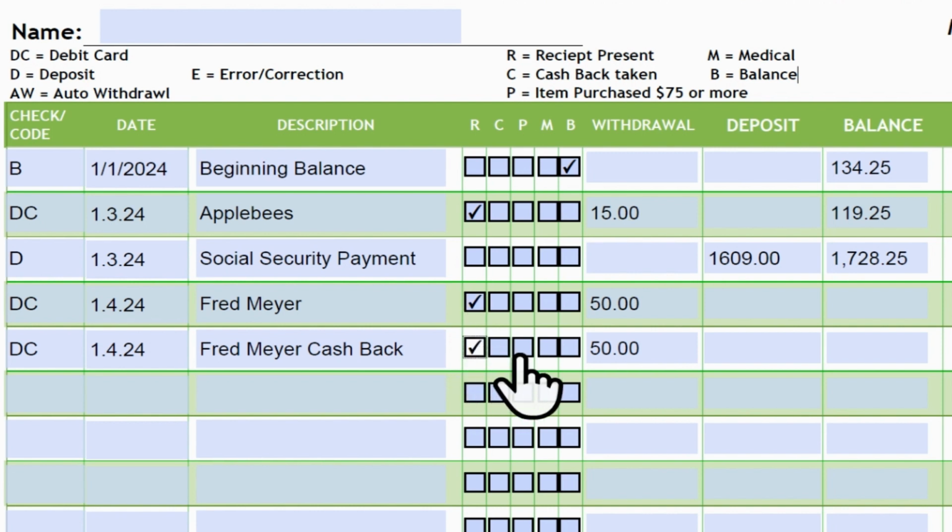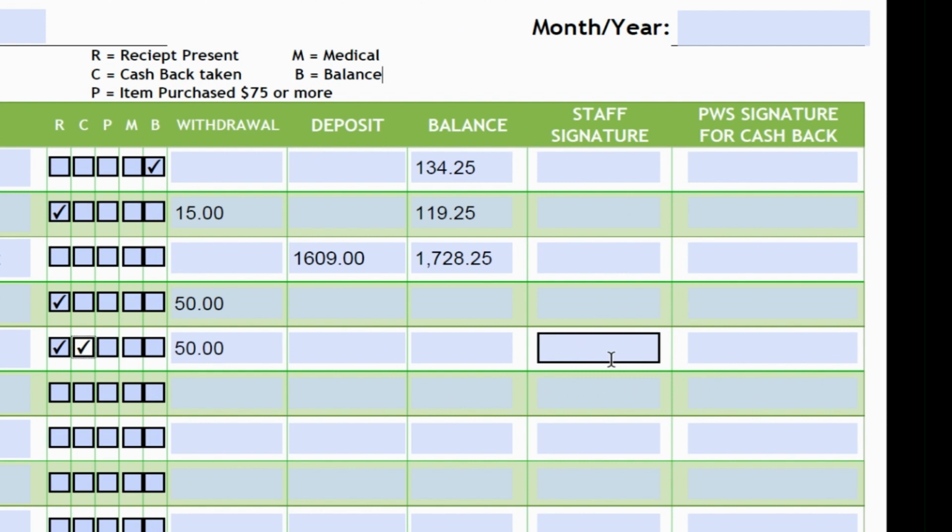On the cashback line, we want to check off C for cash. And that's our reminder again that besides when we sign, the person we support will have to sign as well, confirming that they did receive the cash. And so then again, we're going to update the balances. 1728.25 minus 50. So that's 1678.25. And then minus another 50.